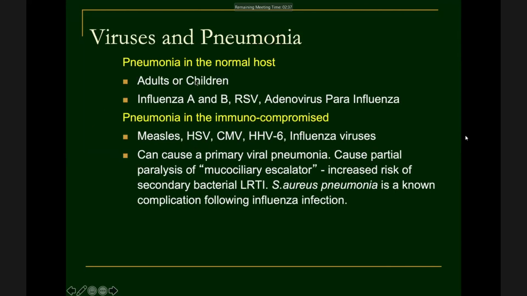So viruses. Pneumonia in the normal host, adults and children: influenza A and B, respiratory syncytial virus and parainfluenza. Pneumonia in the immunocompromised: mainly measles, HSV, CMV, and influenza viruses can cause primary viral pneumonia, causing partial paralysis of the mucociliary escalators, so increased risk of secondary bacterial lower respiratory tract infection. Staph aureus pneumonia is a known complication following influenza infection. Okay, so mainly we have to think about the viruses, and then the other notorious organism is fungal in case of an immunocompromised patient who is having pneumonia.